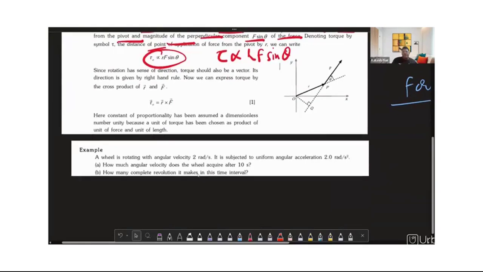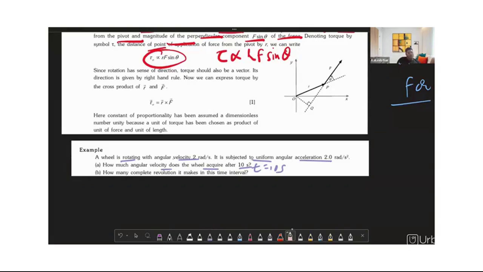Let us consider one of the questions which deals with certain kinematic quantities we find in circular motion or in torque. A wheel is rotating with a given angular velocity, and it is subjected to uniform angular acceleration. How much angular velocity does the wheel acquire after time t equals 10 seconds?